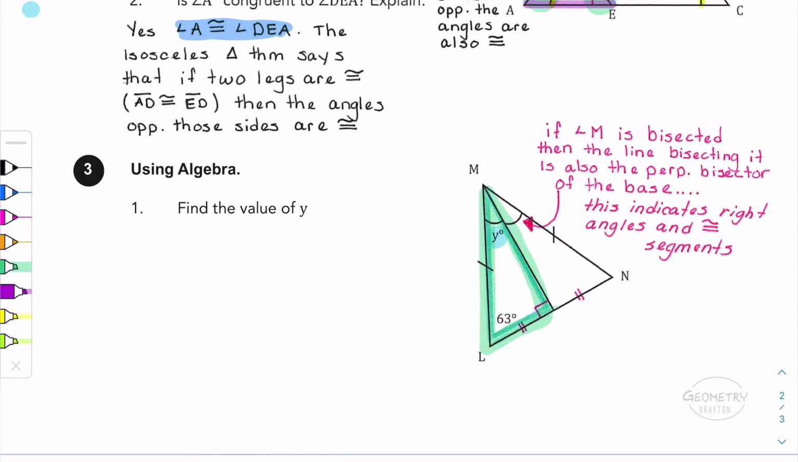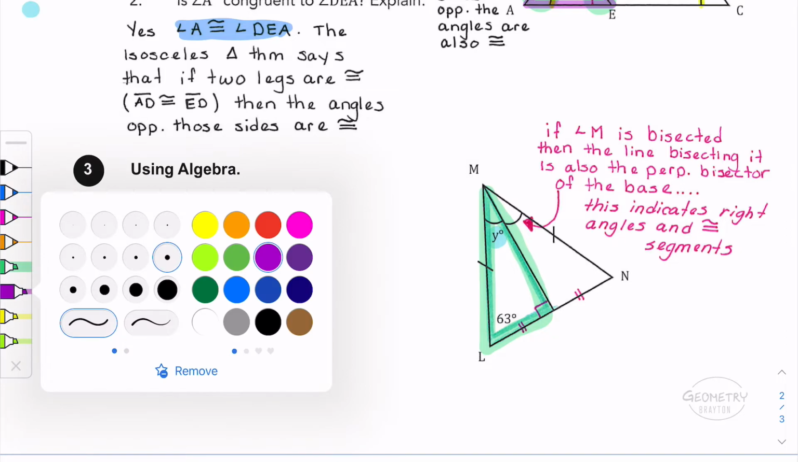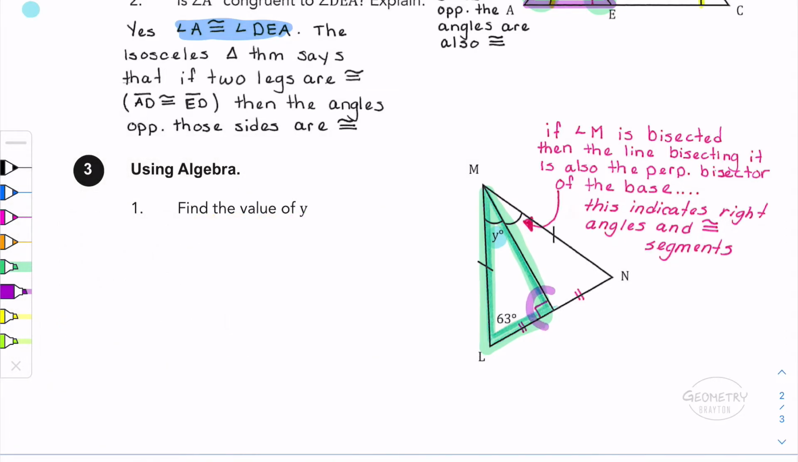We have a 90-degree angle. The 90-degree angle is formed from that bisector. Of course, I drew it in because it is assumed with the perpendicular bisector. So 90 degrees from this angle plus 63 degrees plus angle y is equal to 180 degrees by the triangle angle sum theorem.